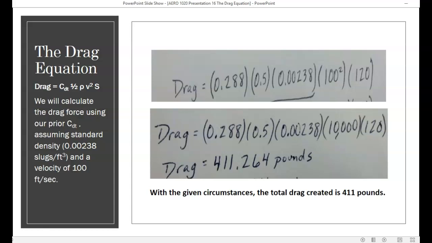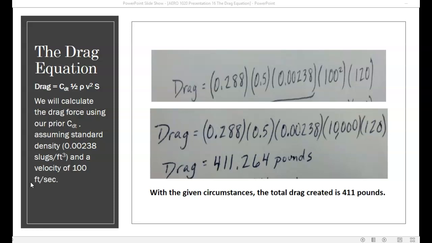Drag equals the coefficient of total drag times 1/2 rho, which is density, times velocity squared times the surface area of the wing. It's interesting to point out that the drag equation is exactly the same as the lift equation, with the exception of the coefficient of total drag. Instead of the coefficient of lift, the drag equation includes the coefficient of total drag. Everything else is exactly the same.